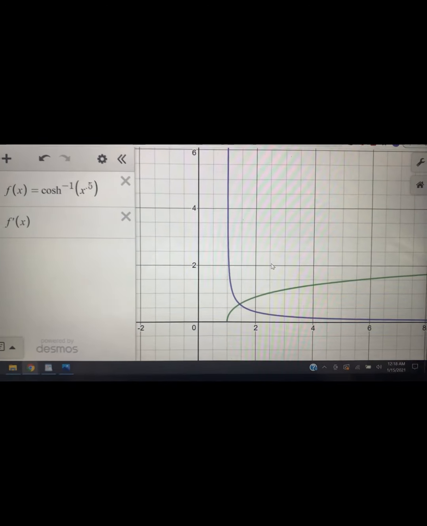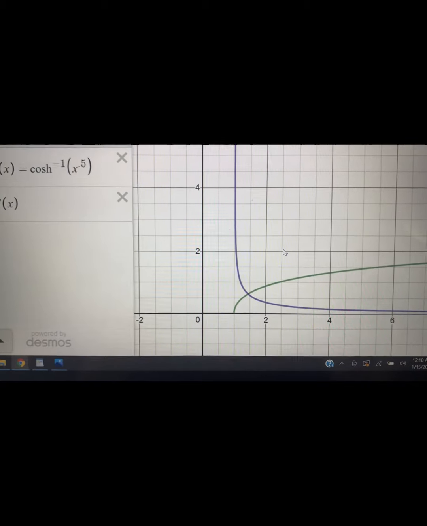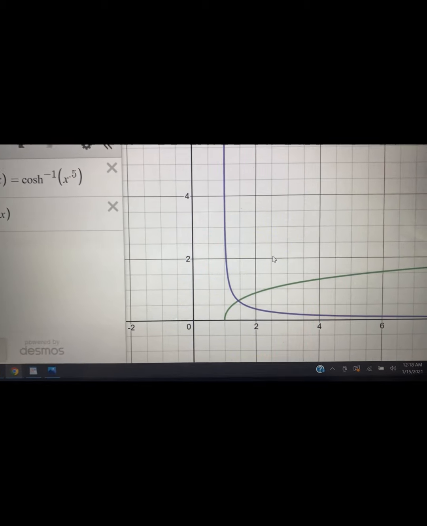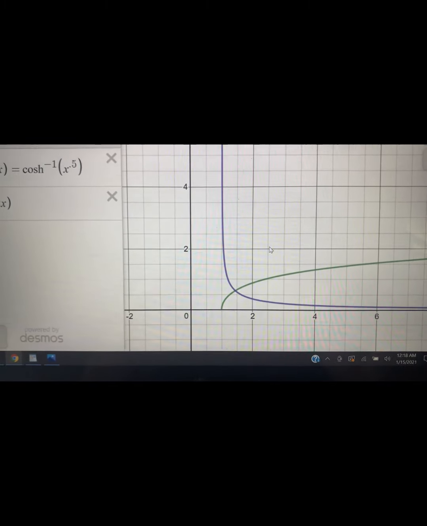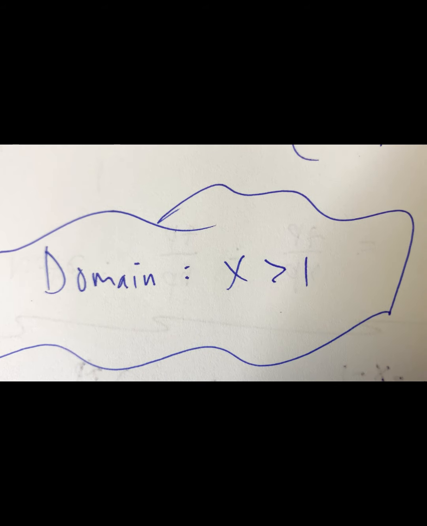So this is like a fast way of doing it. I'm not going to use the word cheat. This is an efficient way of finding the domain, assuming you guys are allowed to use graphing calculators. So for now, I'll just say that the domain would be x greater than 1.